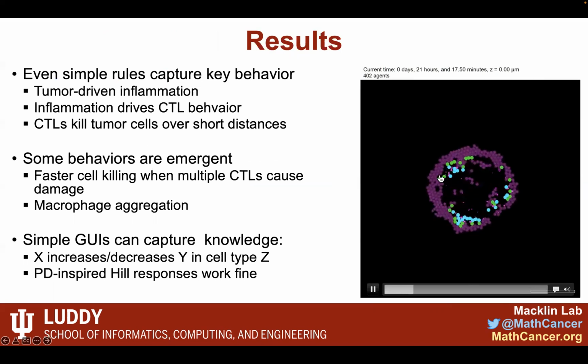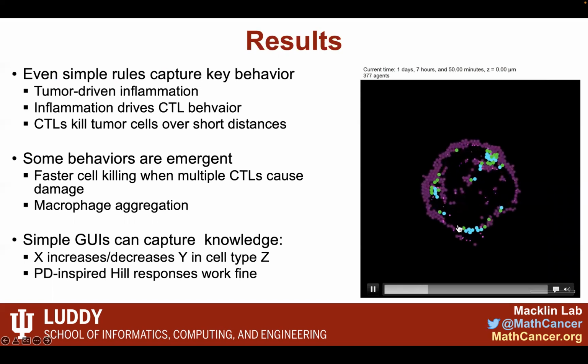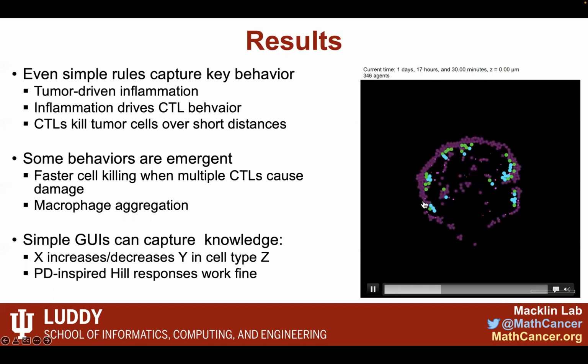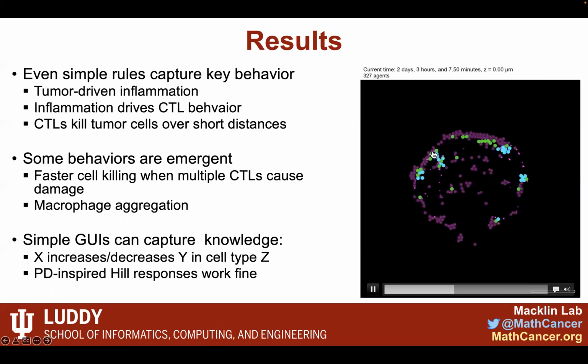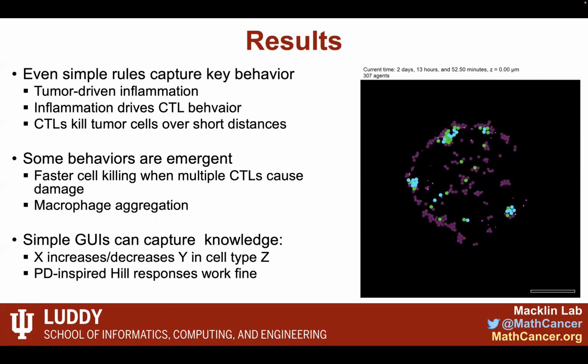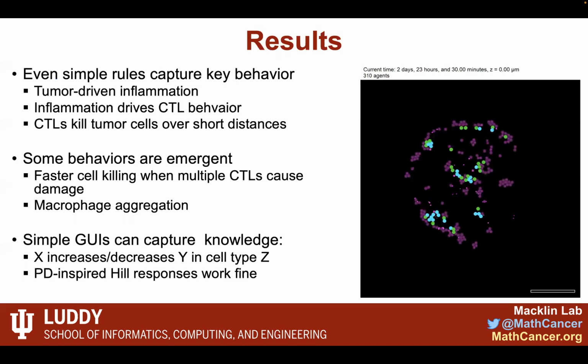And you see that the green cells, the macrophages, are aggregating in regions of high tumor cell concentration, then drawing the blue effector cells towards them. And as they get high, they release their toxic cargo. They'll start killing off the tumor cells, which then becomes a region of low tumor cell concentration. So the macrophages go somewhere else and then eventually draw the effector cells towards them.